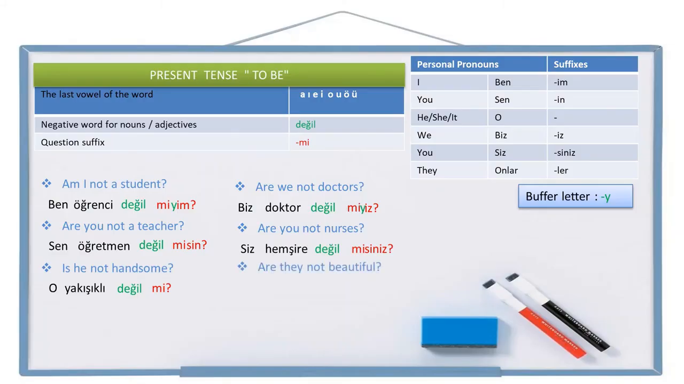And the last example. Are they not beautiful? This time it's an adjective, beautiful. Personal pronoun they, onlar. Beautiful, güzel. Not beautiful, değil. Be careful, we are going to write the personal pronoun suffix now and the question suffix to the end. Onlar güzel değiller mi? Are they not beautiful? Onlar güzel değiller mi?